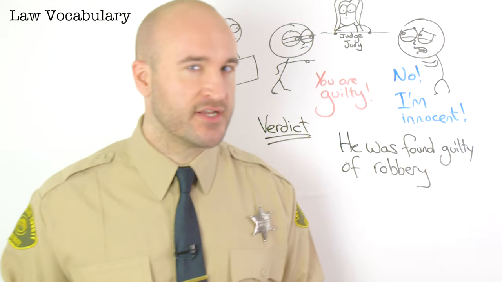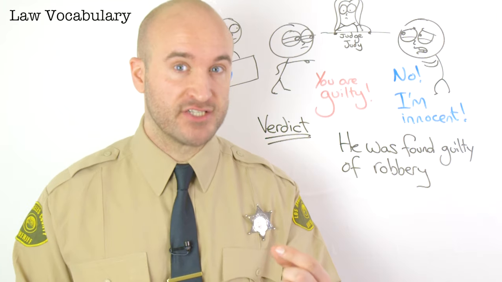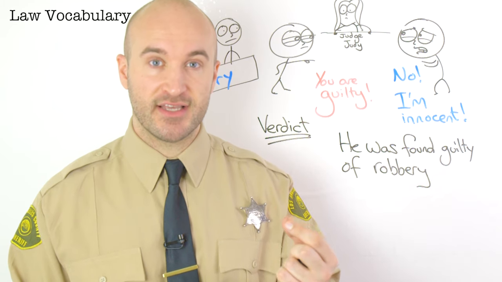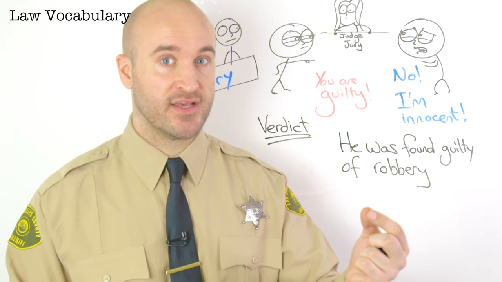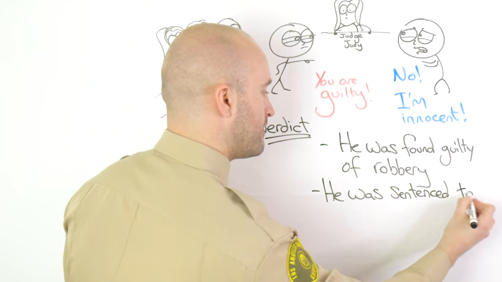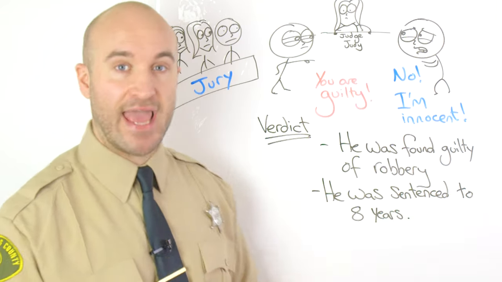Now, what's the punishment? We can talk about the punishment with the word sentence. Sentence is a verb and a noun. So an example sentence could be, and he was sentenced to 8 years.